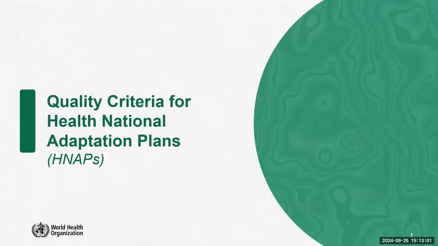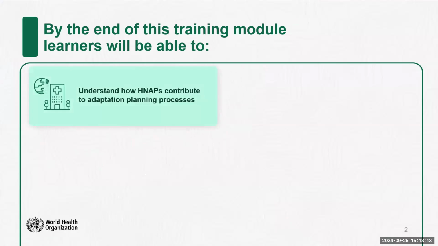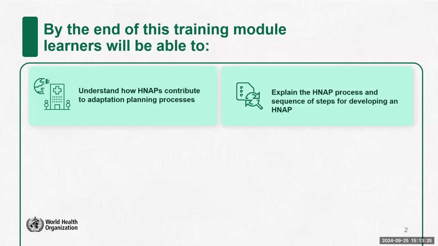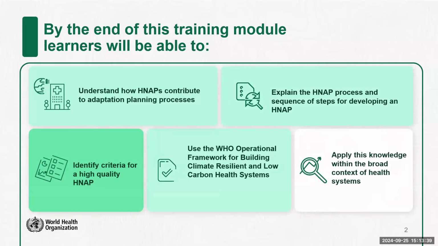Okay, so we're looking this afternoon at quality criteria for the Health National Adaptation Plans, or HNAPs as we call them. This webinar covers material from a broader training package on building climate resilient and low carbon health systems. As Diarmid mentioned, this is part of a series. In June, we looked at HNAPs and explained the process of developing them. Today we're going to look at the quality criteria for HNAPs, and in future webinars, you'll look at using the WHO framework and applying the knowledge to the broad context of health systems.